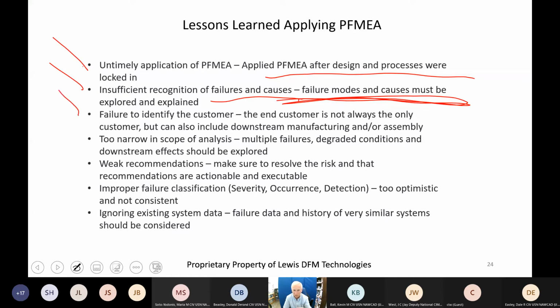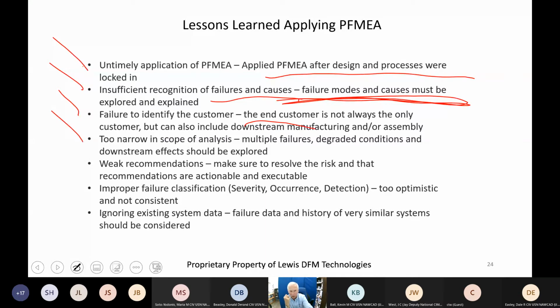Failure to identify the customer. Who is the customer? Is the customer the next process operation, or is it the ultimate customer in another state? So we need to know who the customer is and what they require and what they need, because it's just as bad if that customer is the next process operation and we screw up what is needed to properly do that process. And so there's an argument there in who the end customer is. And so that's not always done appropriately.